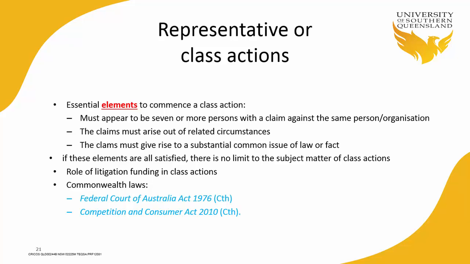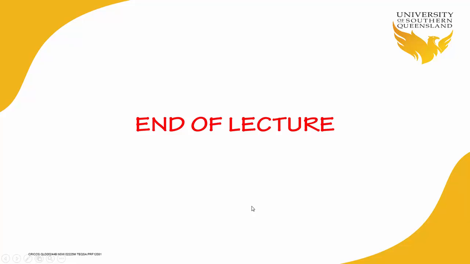The last element there is that, for example, all of these people are seeking a cause of action, say in negligence, or one of the causes of action under the criminal code. That's what it means there by substantial common issue of law or fact. Alright, I'll leave it there. You can have a look at representative or class actions starting from page 78 to 81 in your textbook, and that will end our lectures for this chapter, chapter 3.